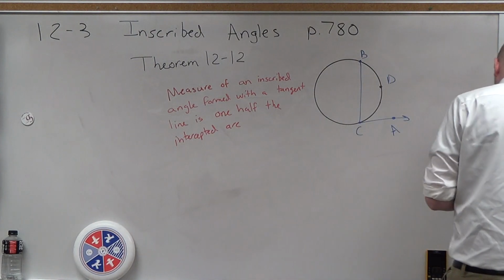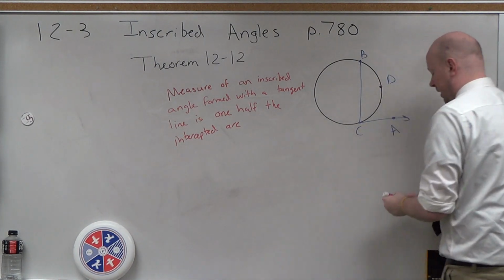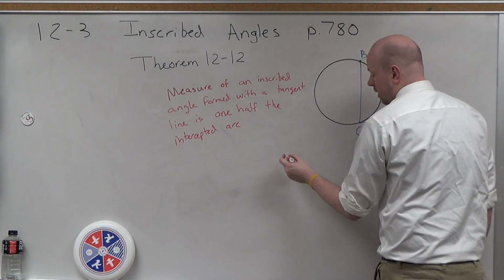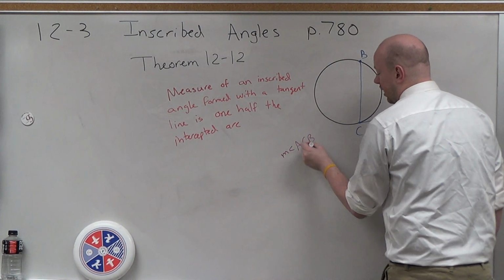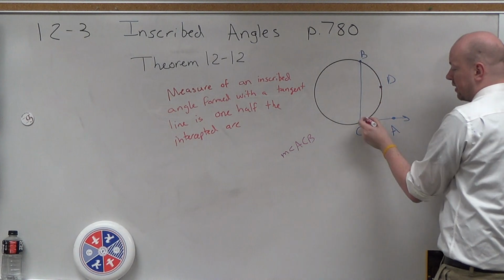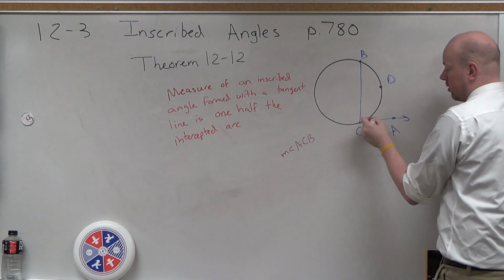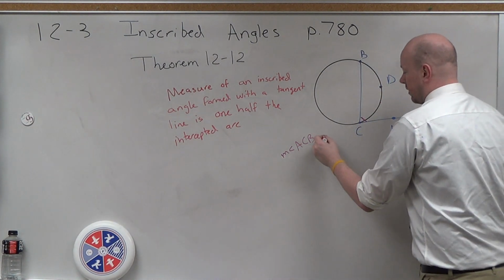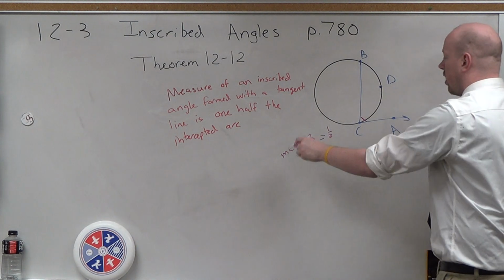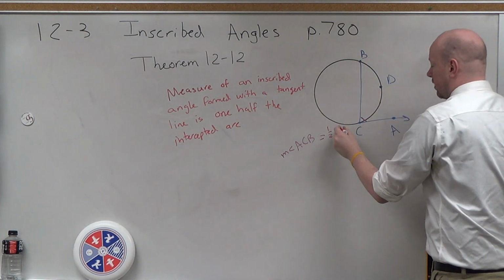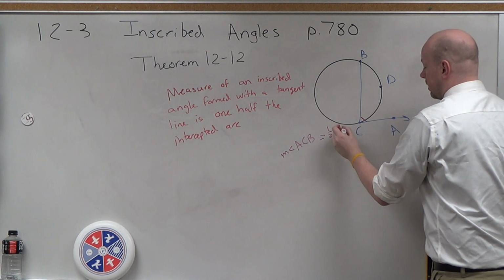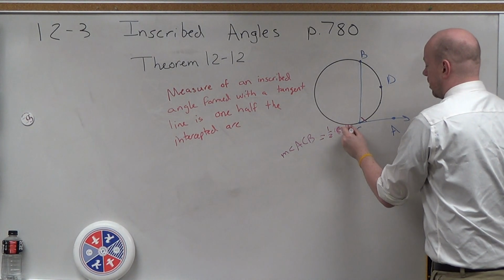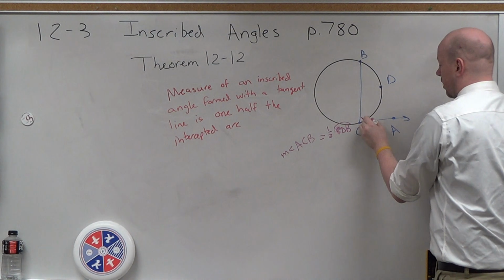So what that means is, in this very specific example, the measurement of angle ACB, so this angle right here that we're talking about, equals, again, 1/2 of the arc that it intercepts. So arc B, or CDB, this arc right here.